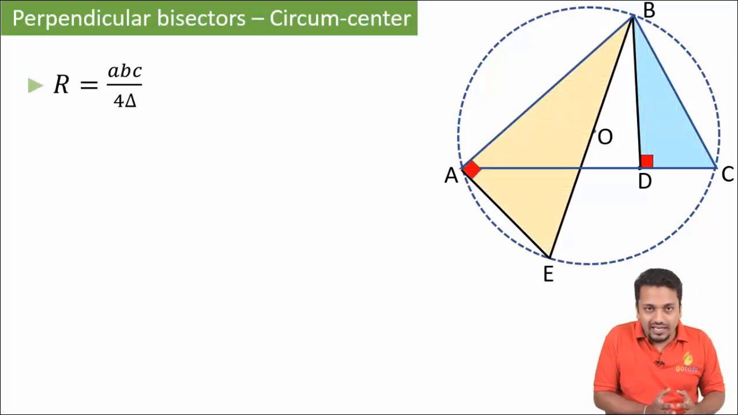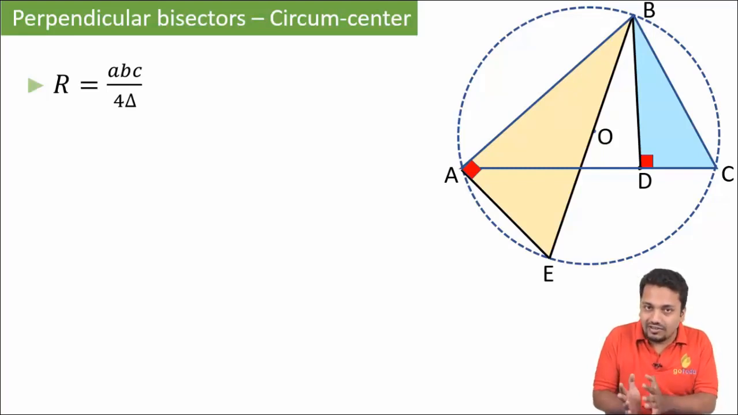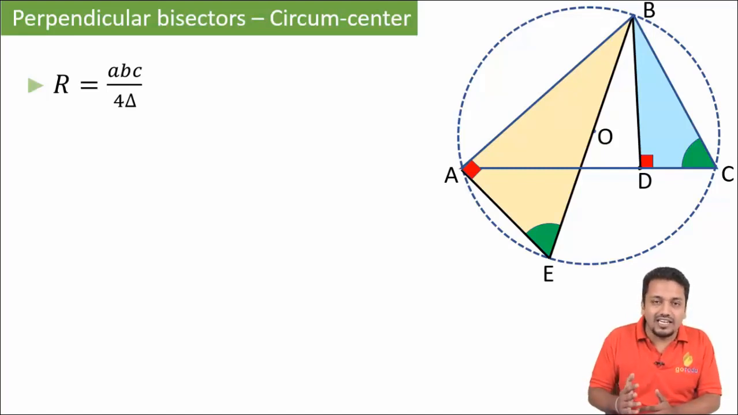Angle BAE is 90 degrees. This we will see in the circles video, that angle in a semicircle is a right angle. So these angles marked in red are equal, both are 90 degrees, and these angles marked in green are also equal, as angles in the same segment are equal. Again, we will see this in the circles video: angles subtended by a chord in the same segment are equal. So these green colored angles are also equal.